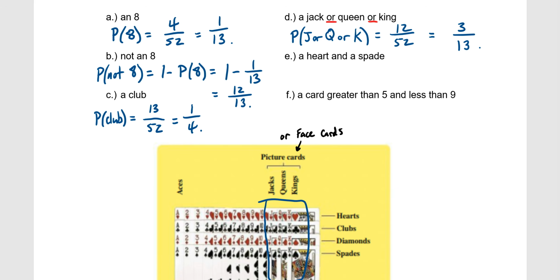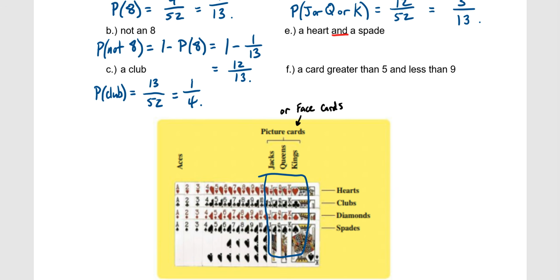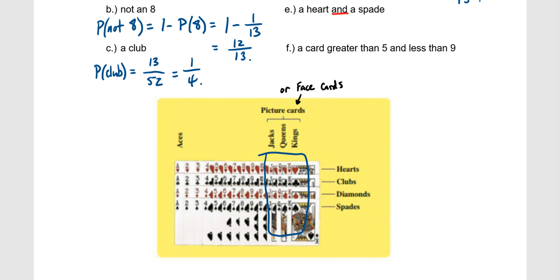Not to get confused with the next one where it says and, the probability of a heart and a spade. So we need to go ahead and count how many are hearts and spades. So they need to be both a heart and a spade. A card cannot be a heart and a spade. Those are different suits. So this one's actually going to be 0. So the probability of a heart and a spade is 0 out of 52 cards, which is obviously just 0.